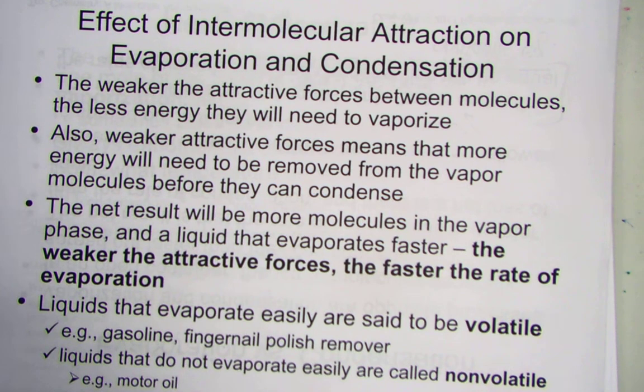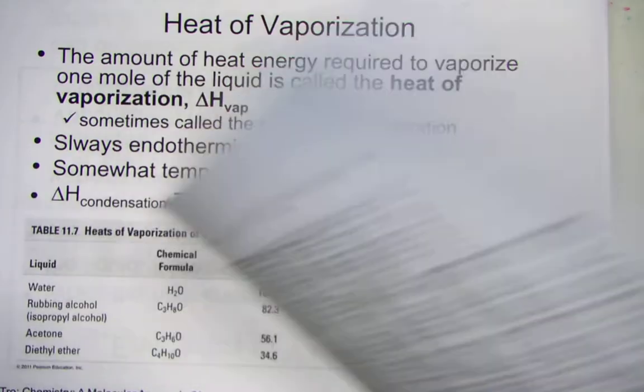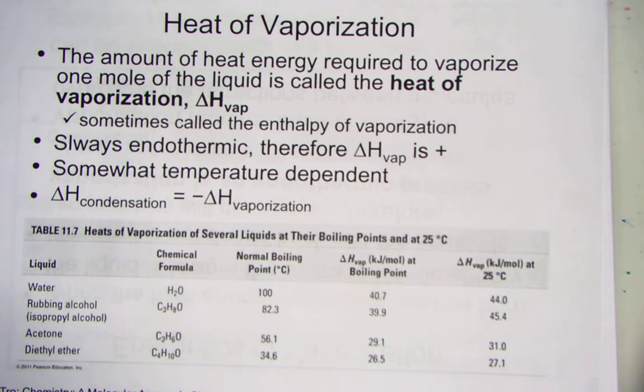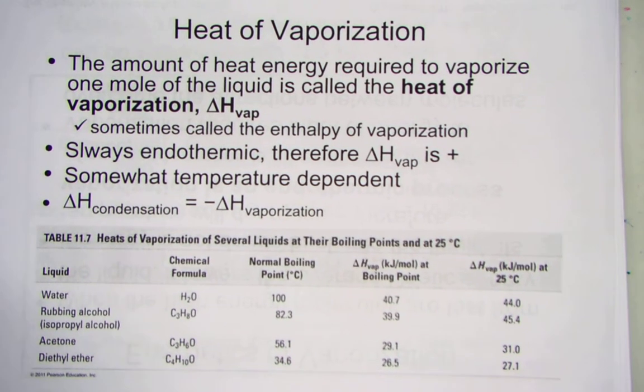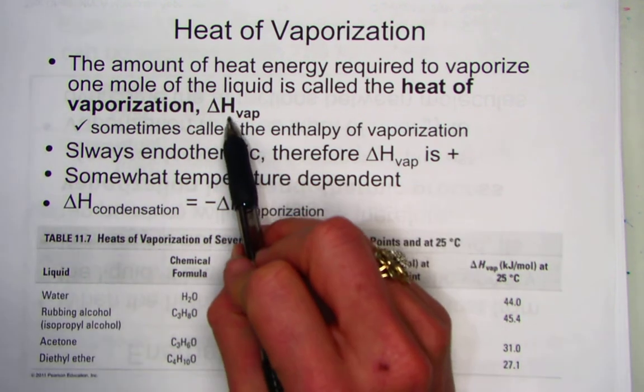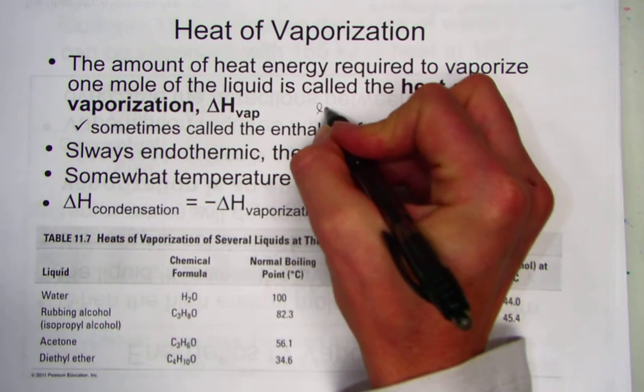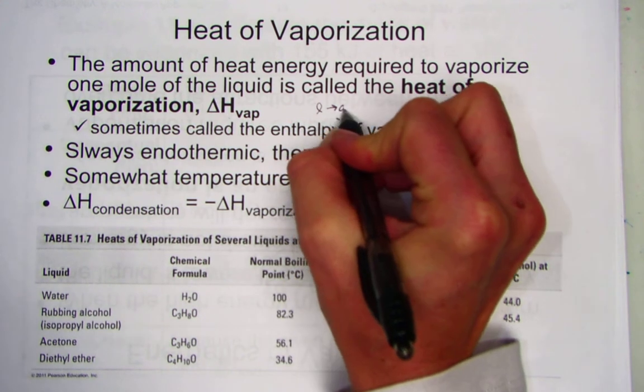Motor oil doesn't evaporate very quickly. It is said to be non-volatile. The amount of energy required to vaporize 1 mole of a liquid is known as its heat of vaporization. Here's yet another delta H, to move it from a liquid to a gas, that change of phase.